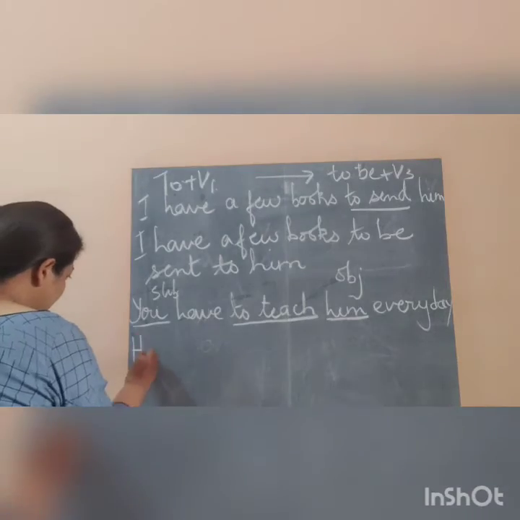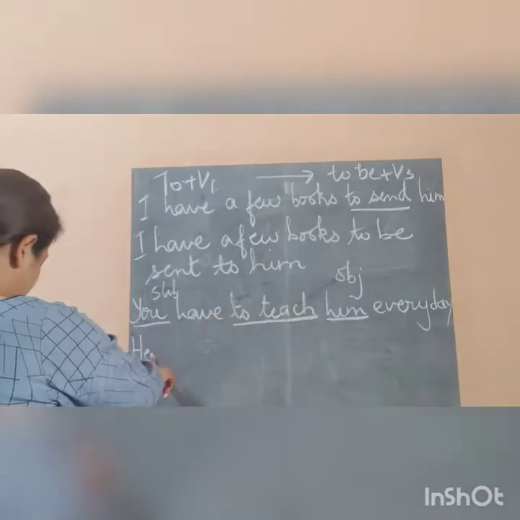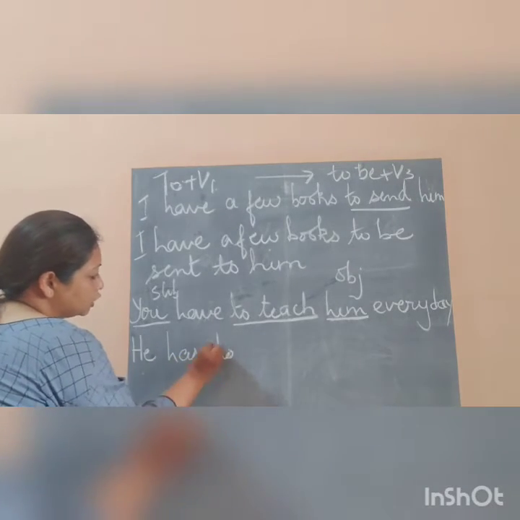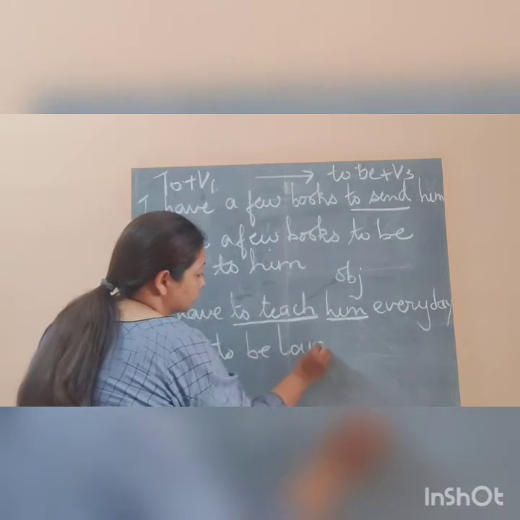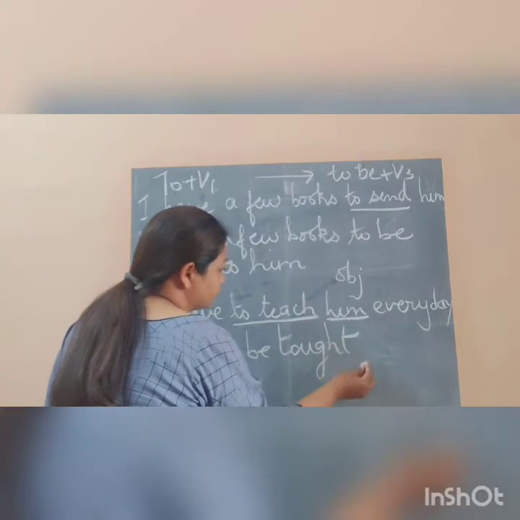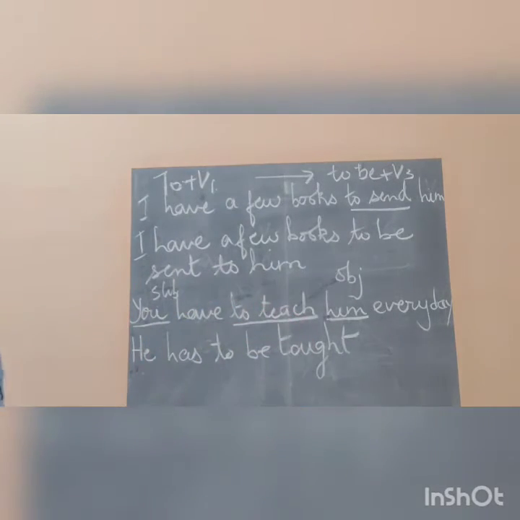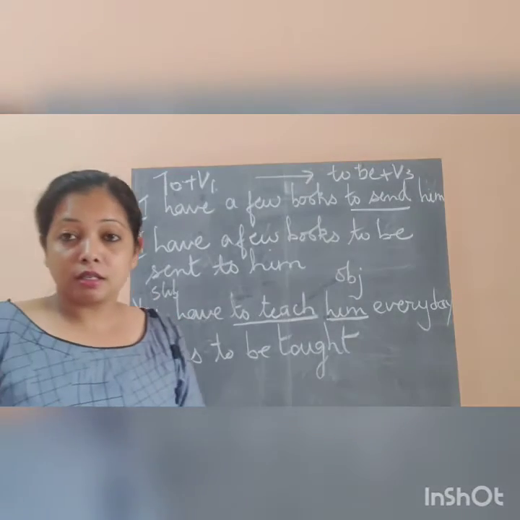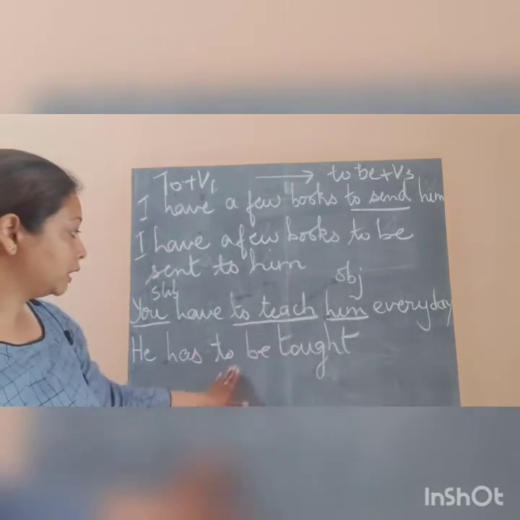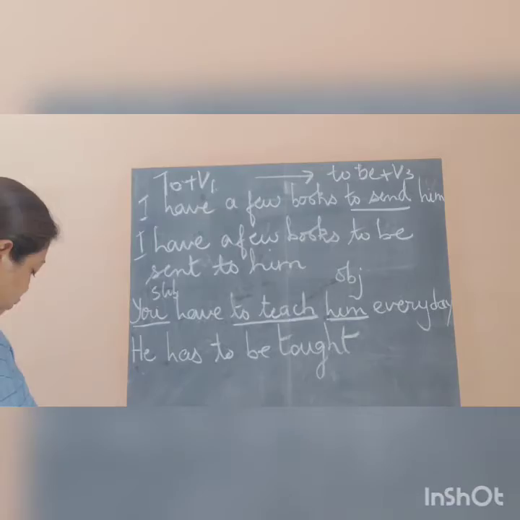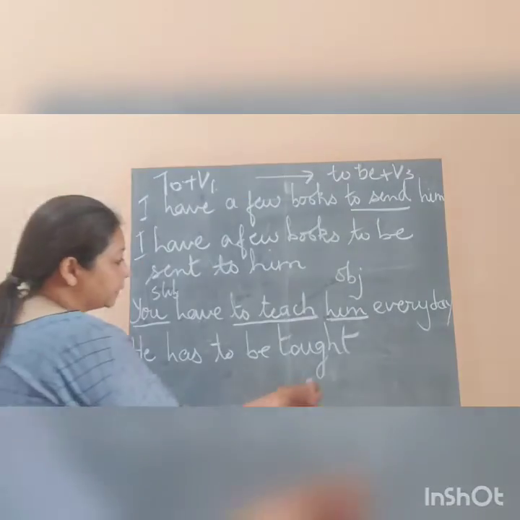So him will become he, have will become has, to be taught. Okay, till here is it clear? Him will become he, or if it is he, it will become him. So then has will become have. There is a change in the tense and we have already discussed in the earlier videos. To teach will become to be taught. Teach will become taught. That is the past tense of the verb. So he has to be taught by.